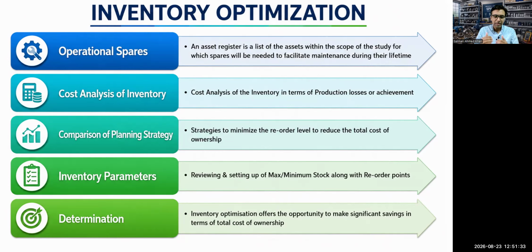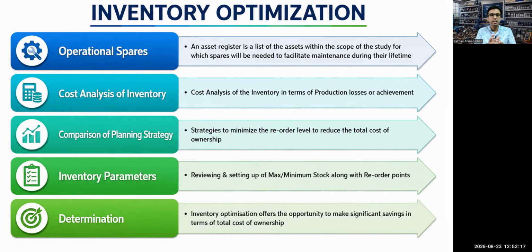Many times I have seen that most of the people on the supply side do the analysis of the inventory in terms of the inventory cost, but they don't realize that the cost of production can be lost or can be higher if that product is not available, and the production cost or loss could be higher in terms of downtime. So these strategies are also important. You need to compare that in your planning strategies to minimize the reorder level and reduce the total cost of ownership, keeping in view the production losses or achievement.